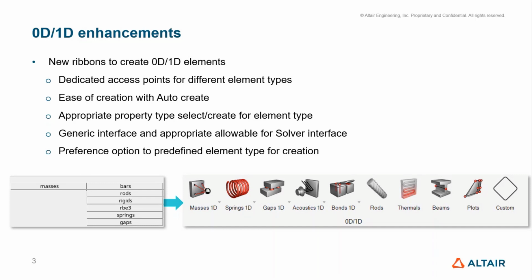And there is the appropriate property type for selection and creation of element type. So when the user creates a spring element in this config, the user creates a CBUSH, we allow the user to create the appropriate property, the relevant PBUSH, in terms of creation and selection. So we have a filtered list based on the element type.